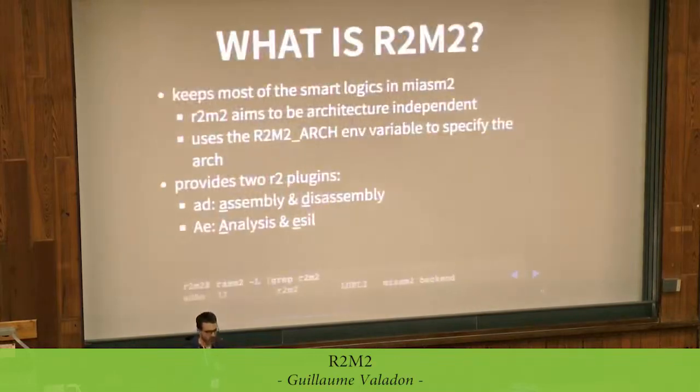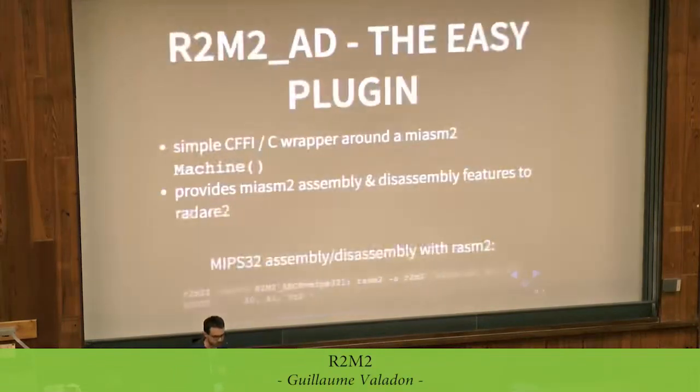With R2M2, the goal is to keep the smart logic in miasm and provide radare2 plugins. Two plugins are provided by R2M2. One is assembly and disassembly, the easy one, which you can see here in this output. The other is analysis and ESIL, which is something Julien presented before, for emulation. The easy one is just a wrapper using CFFI, so I'm calling Python from C. That's a bit ugly, and it takes a lot of memory, but it works. Here I'm using the R2M2 architecture to assemble, then disassemble and assemble the instruction. So it works.